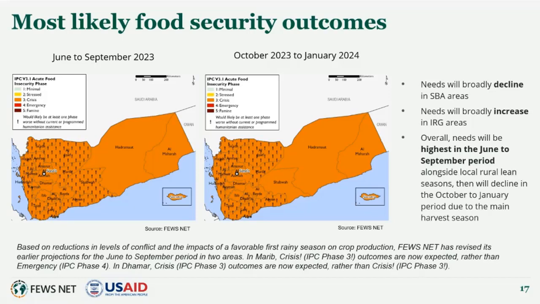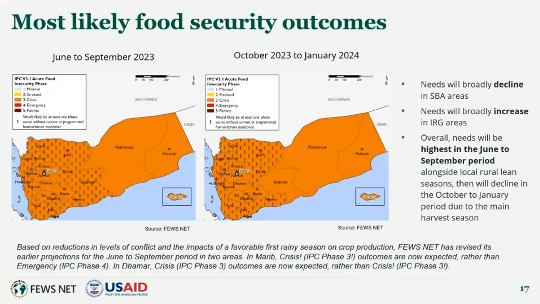And overall, Crisis and Crisis! outcomes are expected to remain widespread at the governorate level, as most Yemenis will continue facing below-average income-earning opportunities, above-average prices, and reduced humanitarian assistance rations amid already limited coping capacity, further straining worst-affected households' limited available resources.